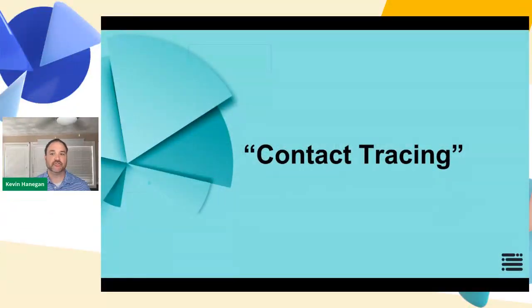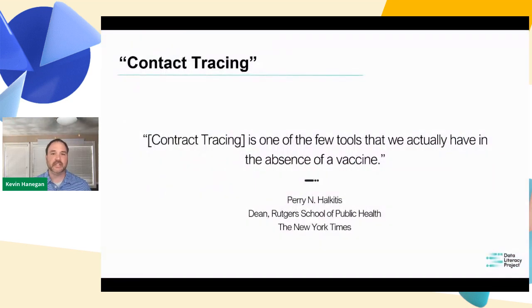Chantilly Jaggernauth is the founder of Millennials in Data, the Vice President of Data Visualizations for Lovelytics, and of course, a member of the Data Literacy Project's advisory board. So today we're going to be talking about something we hear more and more about, and that's contact tracing. How does tracing generate the data that goes into decisions that are incredibly important? As the Dean of Rutgers School of Public Health put it, contact tracing is one of the few tools we actually have in the absence of a vaccine.